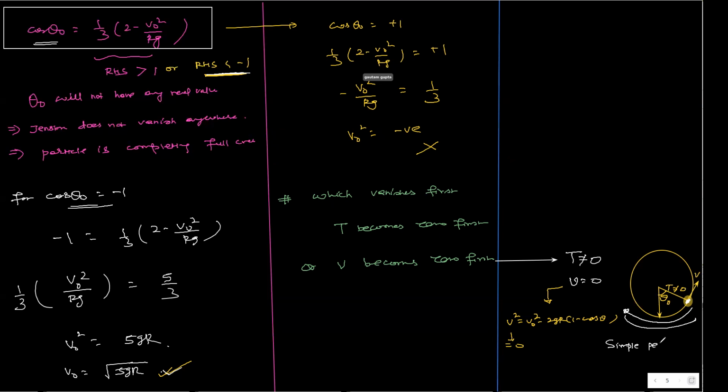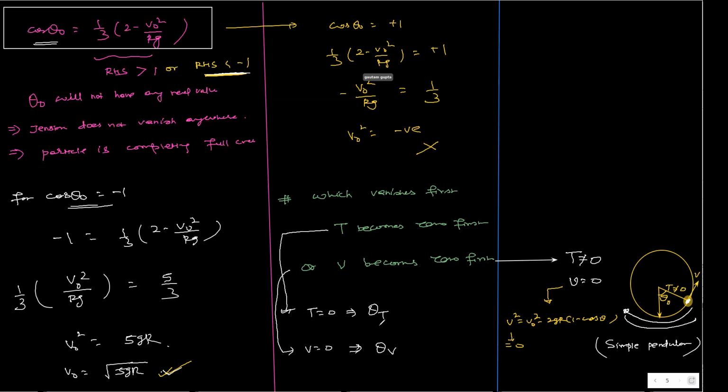Simple pendulum is for a very small angular displacement, but this will be a periodic motion, not essentially a simple pendulum, but a periodic motion kind of a pendulum. But how will you find whether tension becomes 0 first or velocity becomes 0 first? Tension becomes 0 means in the tension expression you put T equal to 0. From here you will get theta t. And in the velocity expression you put v equal to 0. From here you will get theta v.